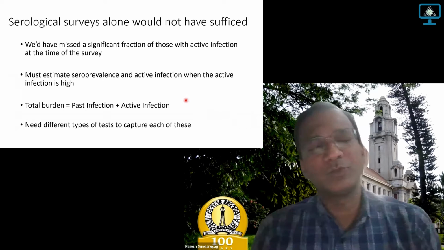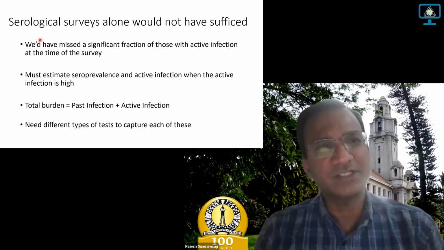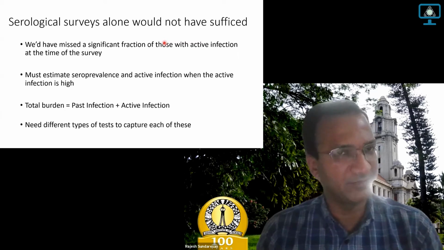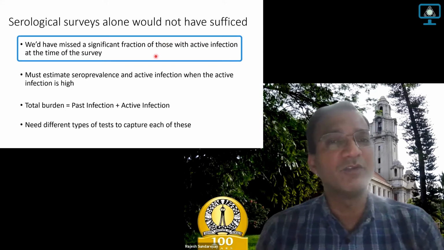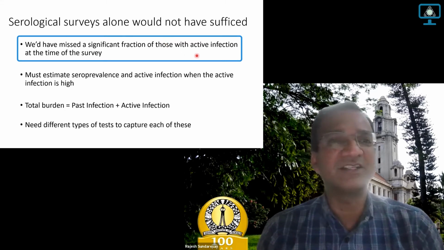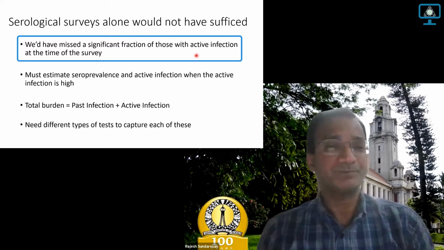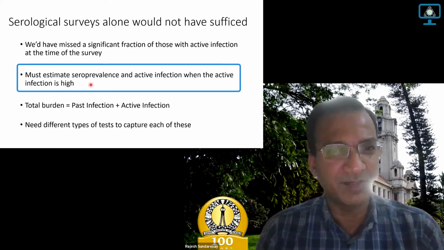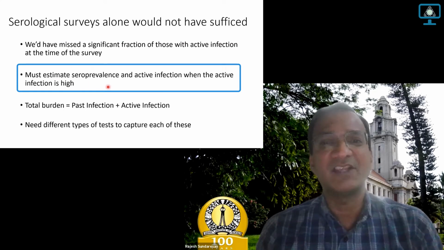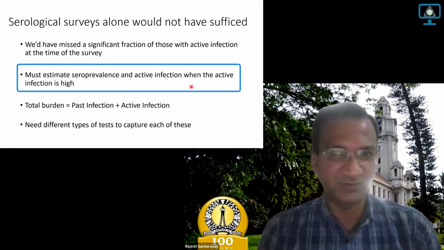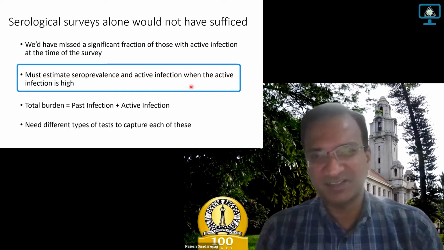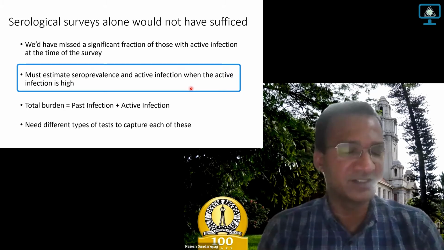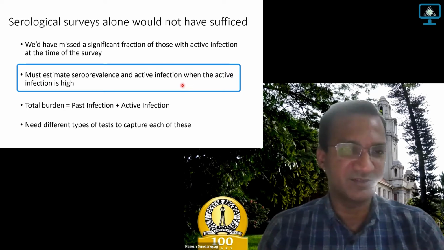So what's the issue with serological surveys? Serological surveys alone would not have sufficed in the Karnataka context, particularly when we were doing the survey, because we would have missed a lot of those with active infection at the time of the survey. So we were near the peak when we did the survey. So therefore, one must estimate seroprevalence as well as active infection when the active infection is high. Otherwise, our estimates are going to be delayed. It would be something that was maybe 2 weeks earlier than the time of the survey.